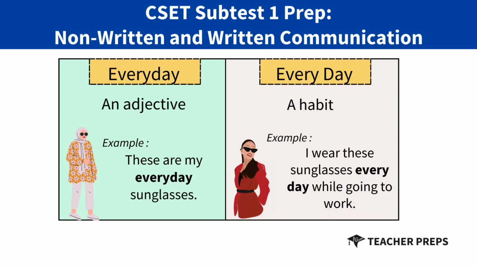Every day and everyday, one word, two words. On the left side is an adjective, and the example here is, these are my everyday sunglasses. But on the right side, we've got a habit, and I wear these sunglasses every day while going to work.